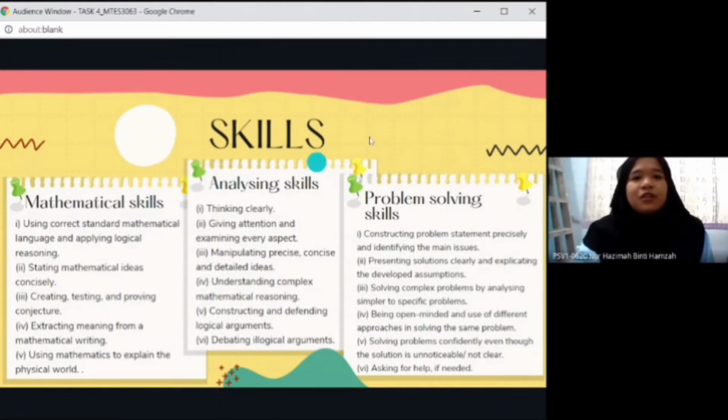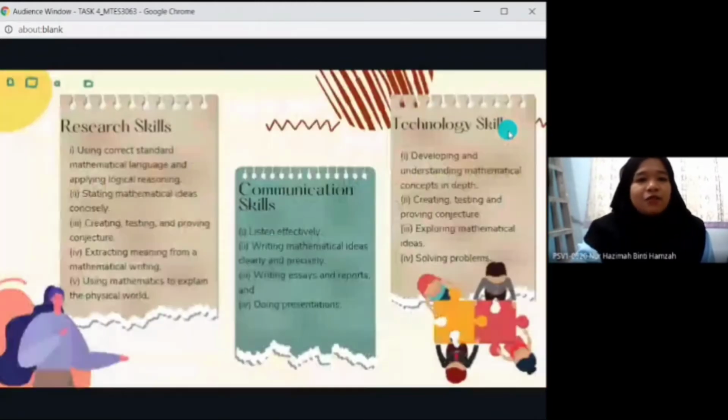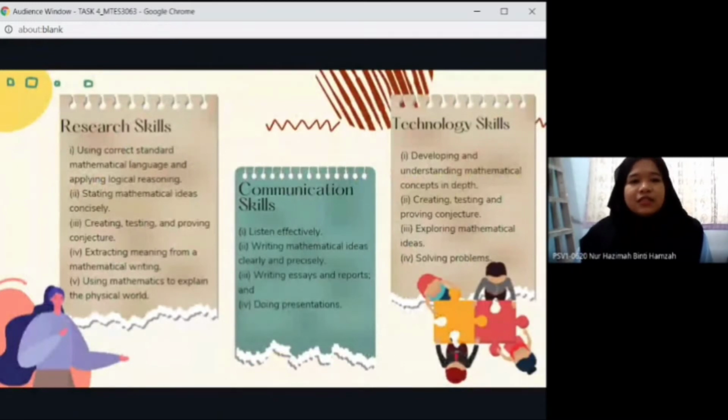So we go to the fourth skill, which is research skills. The elements in research skill are the same as the mathematical skill, which is using correct standard mathematical language and applying logical reasoning, stating mathematical ideas concisely, creating, testing and proving conjecture, extracting meaning from a mathematical writing, using mathematics to explain the physical world.